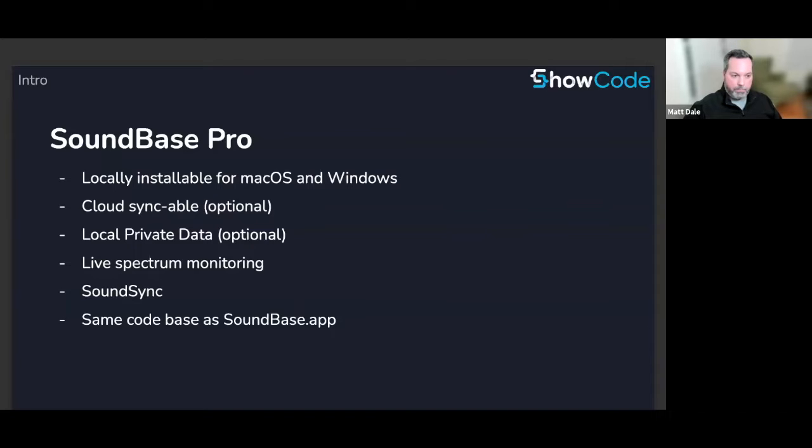The cloud sync feature of Soundbase Pro allows a project to automatically sync with Soundbase app. So any cloud projects that you start in Soundbase Cloud will show up in your Soundbase Pro instance when you have internet, and vice versa. As you make changes in either side, they'll sync to either end.